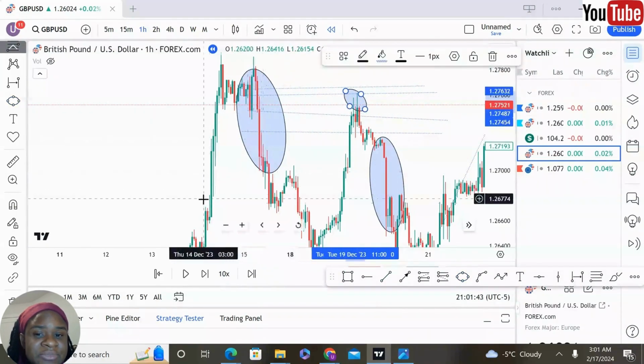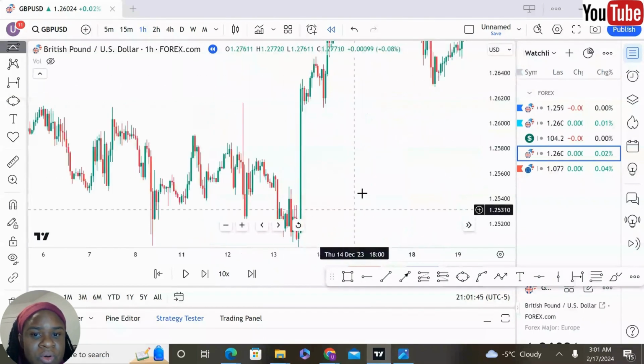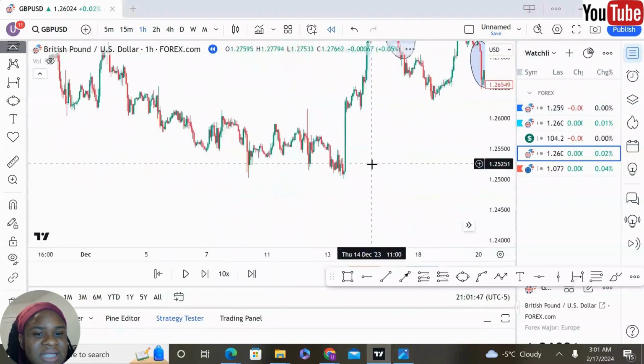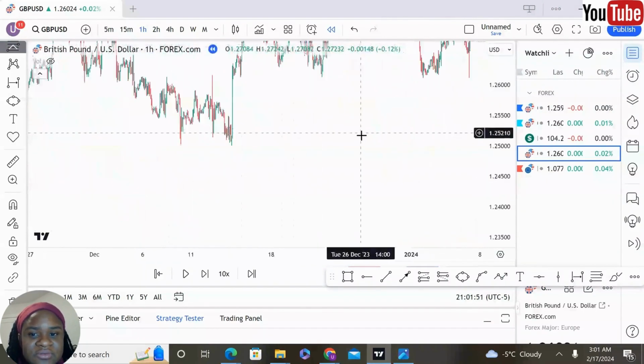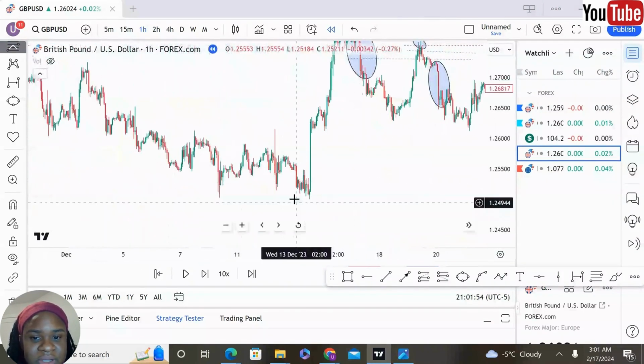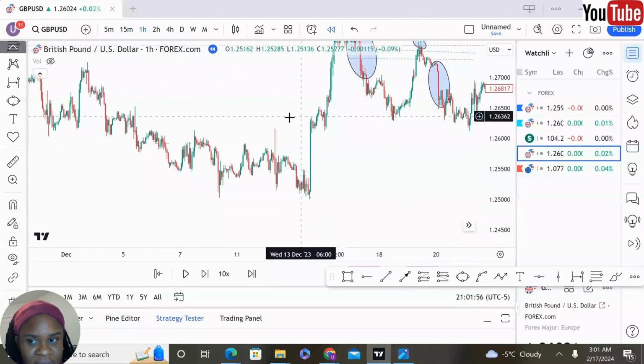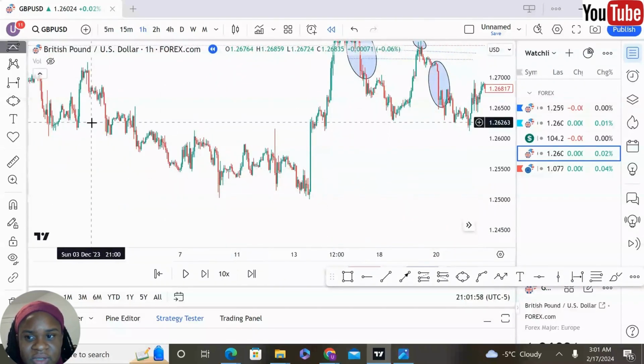So anytime you say liquidity void, the market always comes back to fill it, either in the future or anywhere in the future. There's a liquidity void here which the market has not filled up. We all know that the market is going to come back to fill it up.